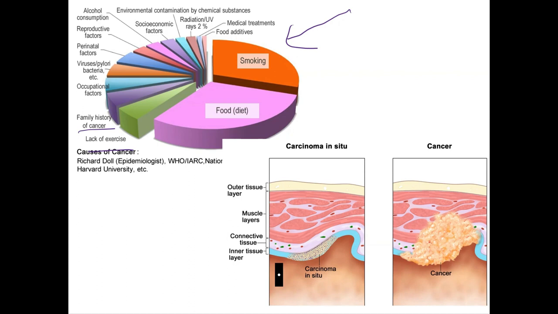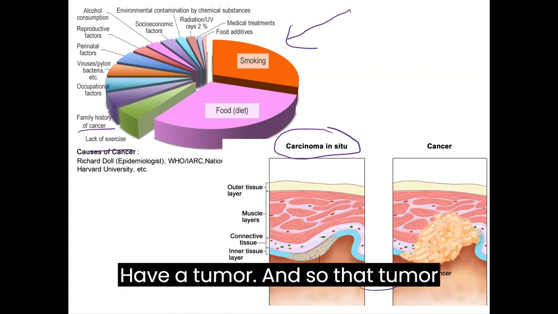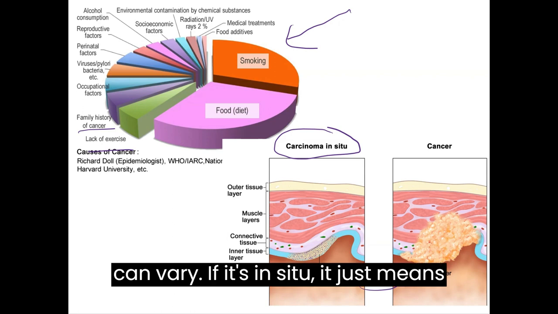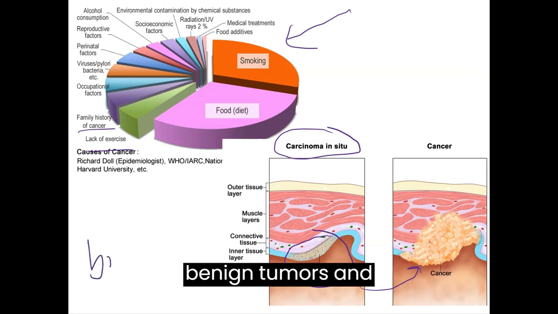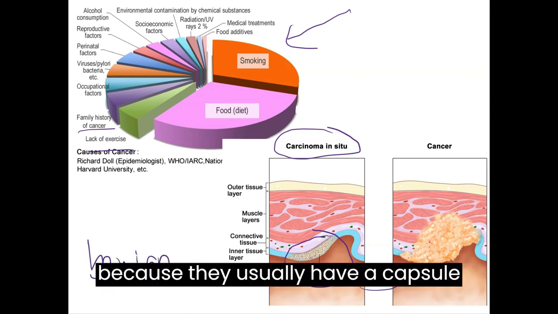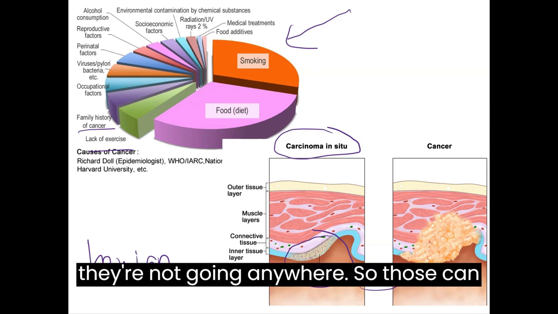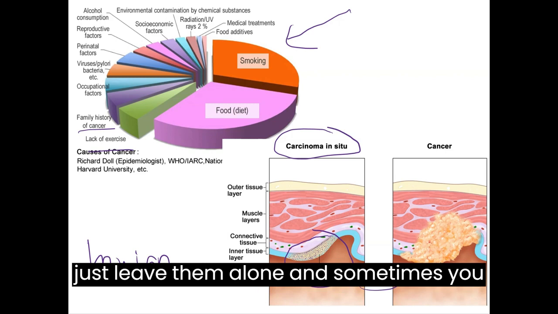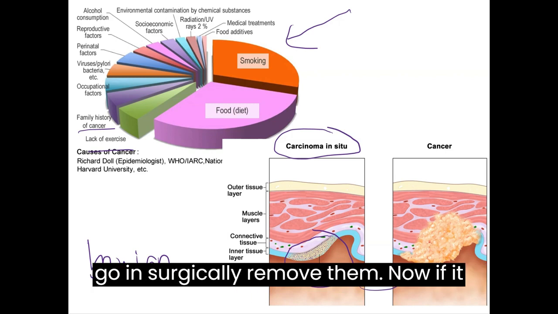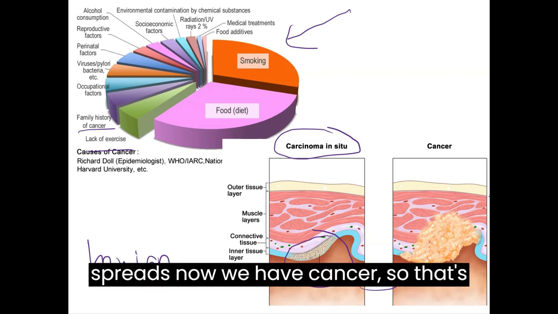But when we develop this cancer, we have what's called a carcinoma. Carcinoma means you basically have cancer. You have a tumor, and that tumor can vary. If it's in situ, it just means that it's encapsulated and it's not spreading. Sometimes we call these benign tumors, because they usually have a capsule or they're not going anywhere. Those can usually be removed, and sometimes you just leave them alone, and sometimes you go in and surgically remove them. Now, if it spreads, now we have cancer.